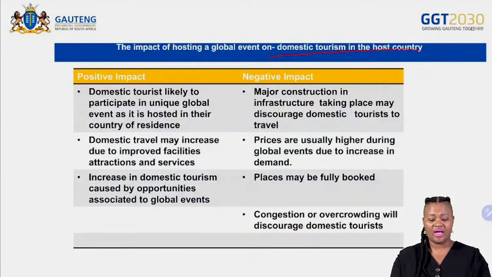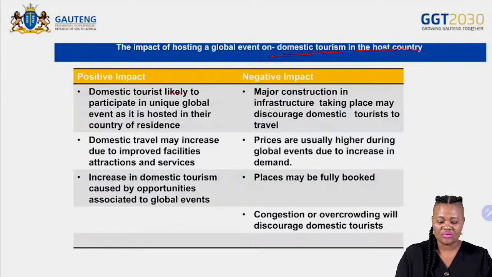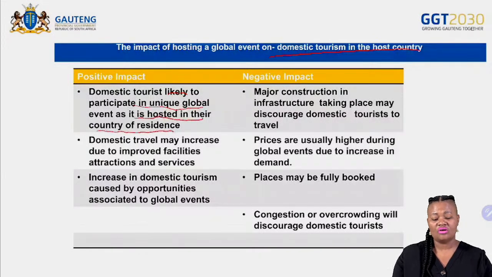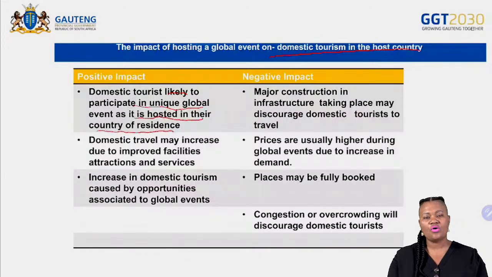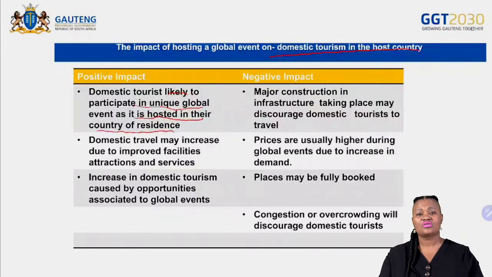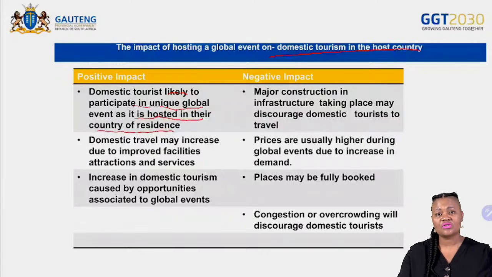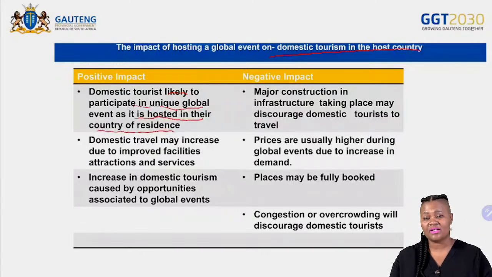The positive impact is that domestic tourists are likely to participate in a unique global event as it is hosted in their country of residence. So you might find that we're all happy and we all want to participate in the global event. We want to attend because it is very unique. It doesn't come all the time, and we just want to put our mark and say, I once attended a global event. So chances are some domestic tourists would be interested in attending that particular global event. That is one of the positive impacts.